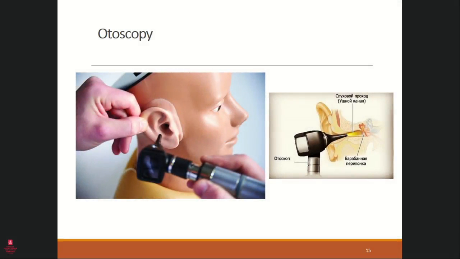Otoscopy is carried out according to certain rules, which are described in the course of otorhinolaryngology. For those who wish, you can find a lot of training videos on YouTube. Every pediatrician and therapist should not only be able to do this procedure, but also be able to evaluate what he saw.